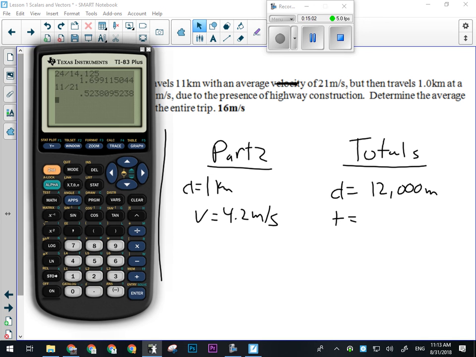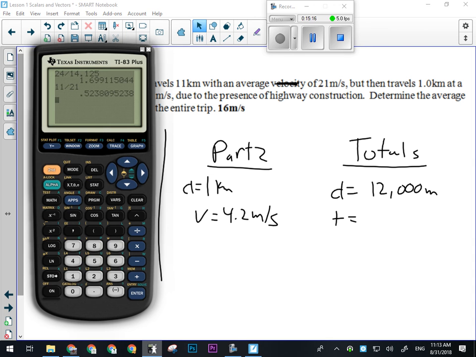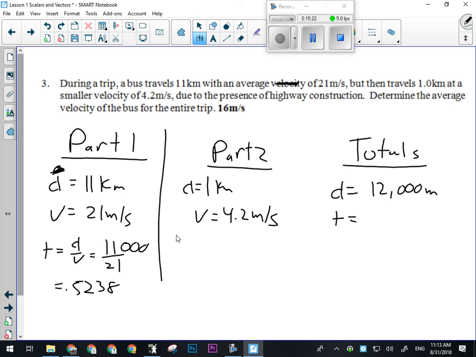Okay, so we're looking at 0.5238. And that'll be seconds. Sorry, 11,000, that's going to be a lot bigger. Like it's going to be 523.8, yeah? 523.8. Okay, seconds. That makes a lot more sense.